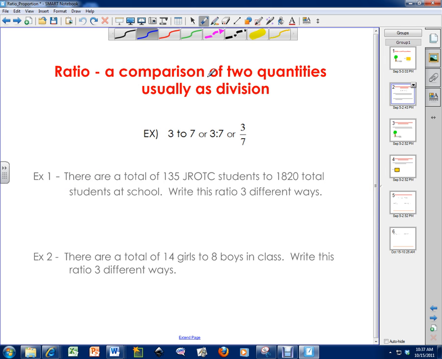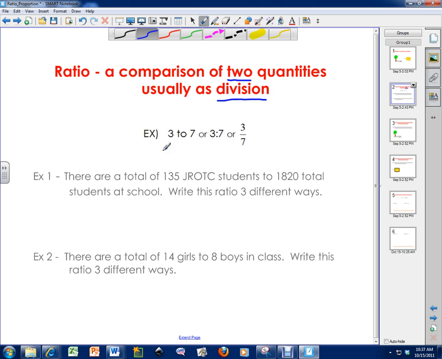A ratio is a comparison of two quantities, usually as division. This is my definition of a ratio. Comparison of two quantities, and for the sake of the lesson that I'm going to be doing in geometry, we're going to be dividing a lot here. So a comparison of two quantities, usually as division.